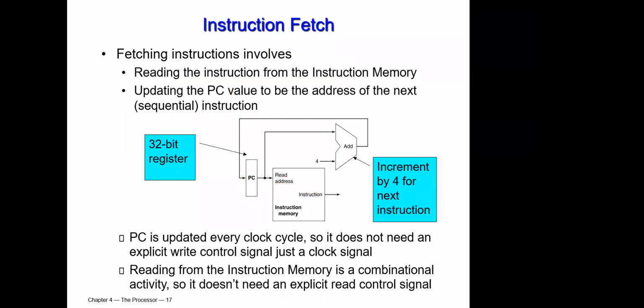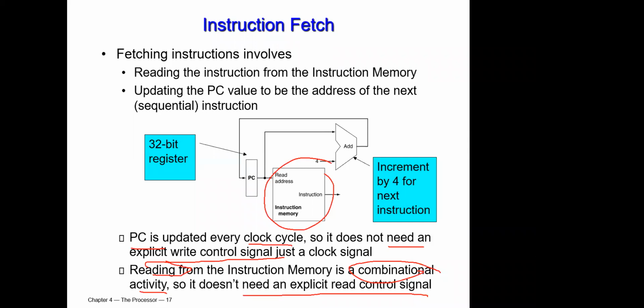So the PC is updated every clock cycle, so it doesn't need any explicit write control signal, because this happens automatically each cycle. But reading from the instruction memory is a combinational activity which does not need any explicit read control signal either. So with this instruction memory, I don't need a read or write signal, because this happens every cycle. I have to fetch, I have to update the program counter. I have to fetch, I have to update the program counter. So I don't have to have an external signal saying, hey, read. Because each clock I'm doing the exact same thing.